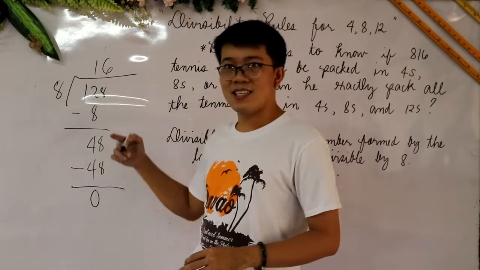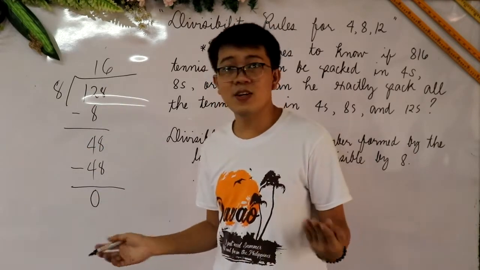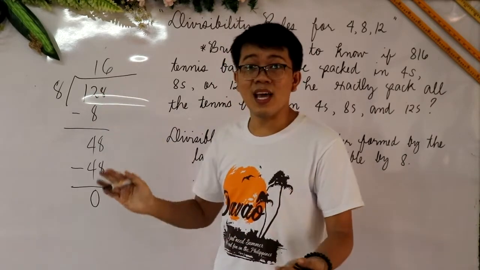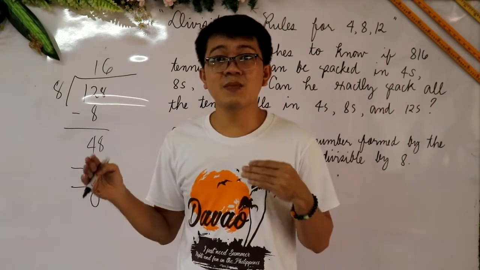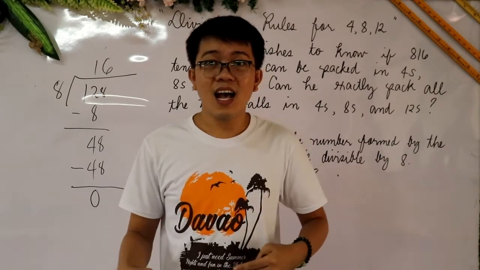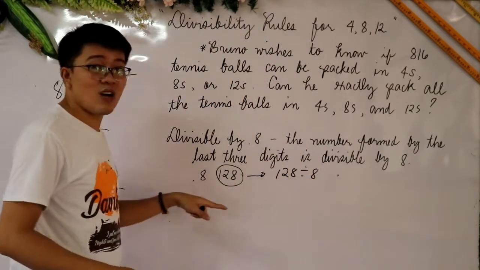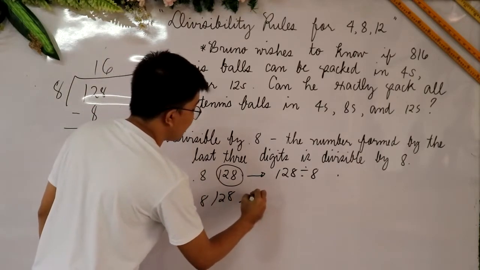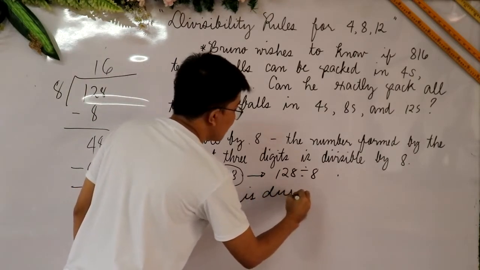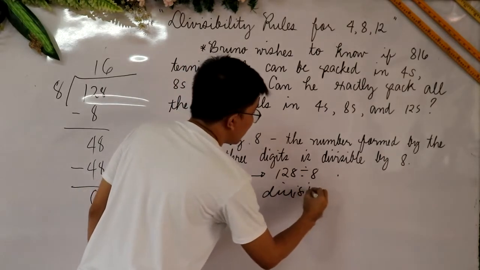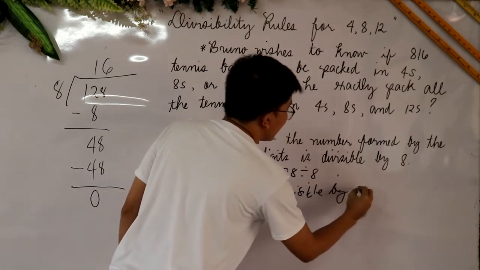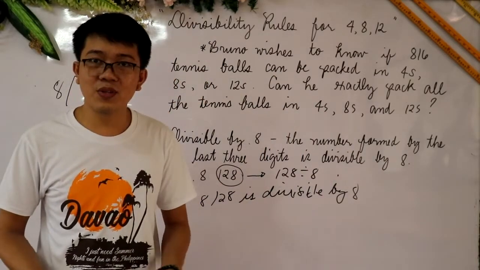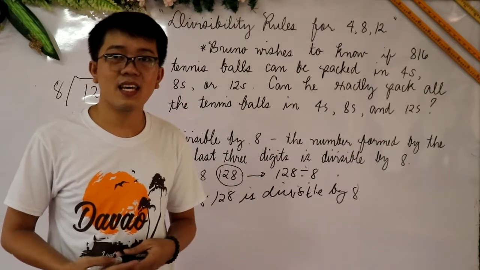So what is the remainder? 0. There is no remainder. It means to say that 128 exactly divides by 8. And we say now that 8,128 is divisible by what? By 8. Now that is how we're going to check if it's divisible by 8.